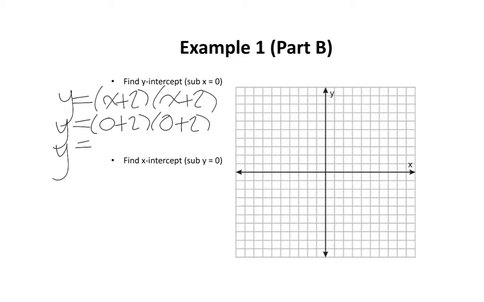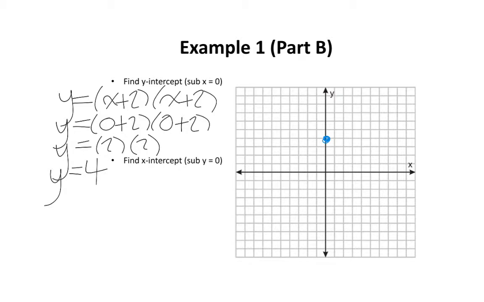Now, 0 plus 2 is just 2, and 0 plus 2 is again just 2. And if you simplify that, that should be pretty simple. That is equal to 4. Therefore, my y-intercept is 4. Let's write it on our graph somewhere over here.